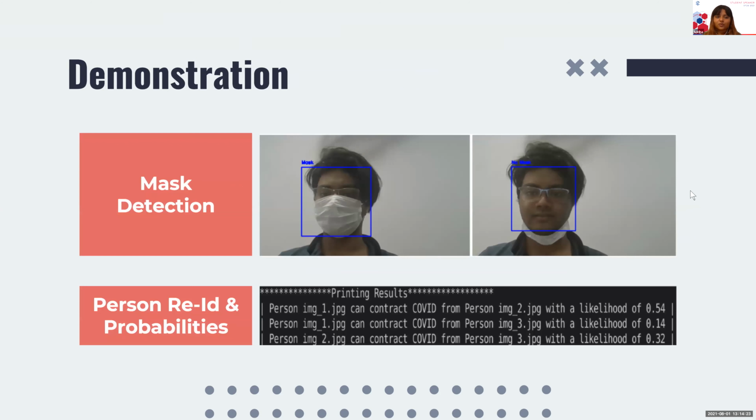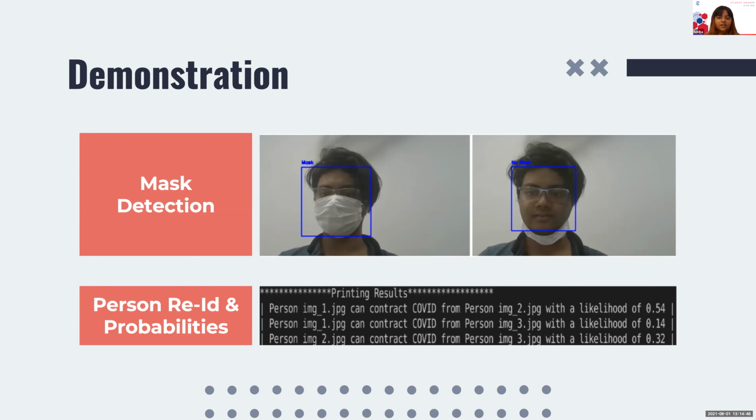It will be better if we show you an actual demonstration. As you can see, we have our friend Angshuk's face here on the slide, and the model can detect whether he is wearing a mask or not wearing a mask successfully. And we also have a demonstration of our person re-ID and the probability calculated. We took a number of different cases where there is a person 1, 2, and 3, and they are either wearing a mask or not wearing a mask.